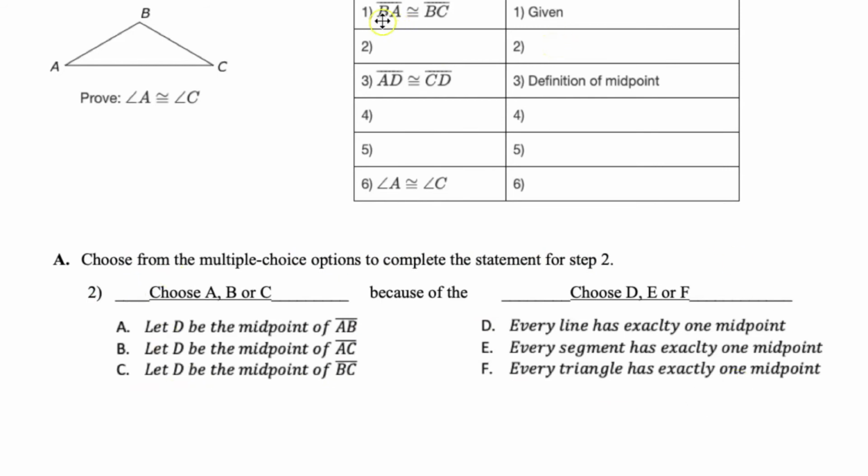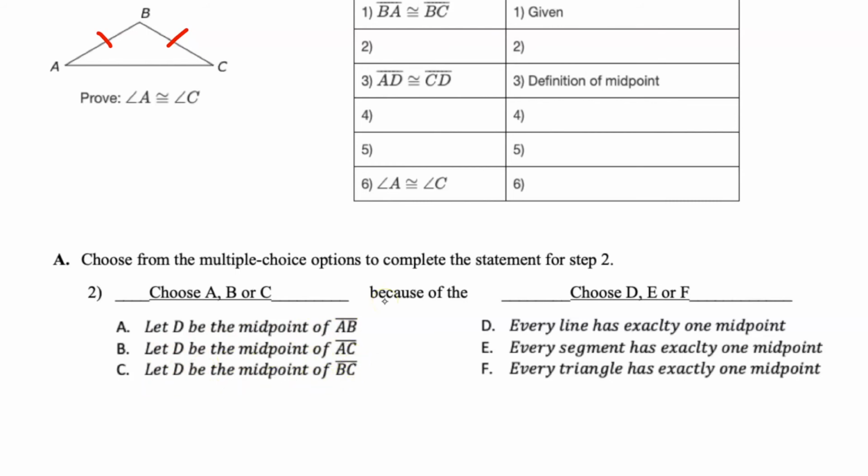So let's see. I'm told BA is congruent to BC, right? So we know that BA is congruent to BC. Let's see. Let D be the midpoint of AB. Let D be the midpoint of AC. Let D be the midpoint of BC.